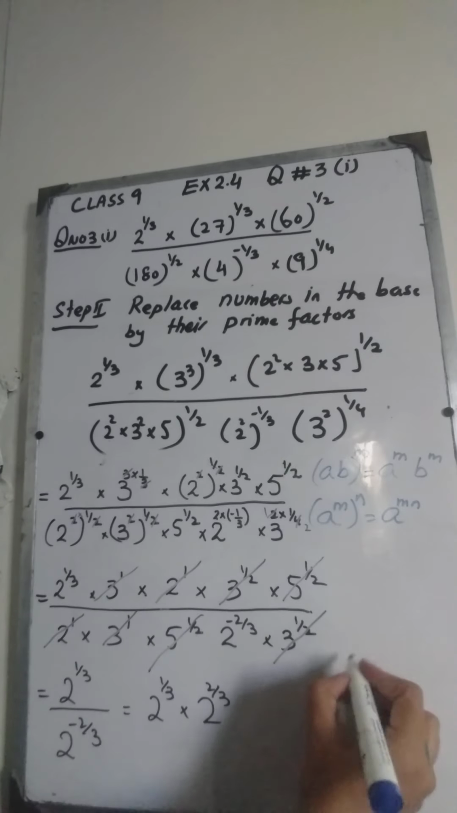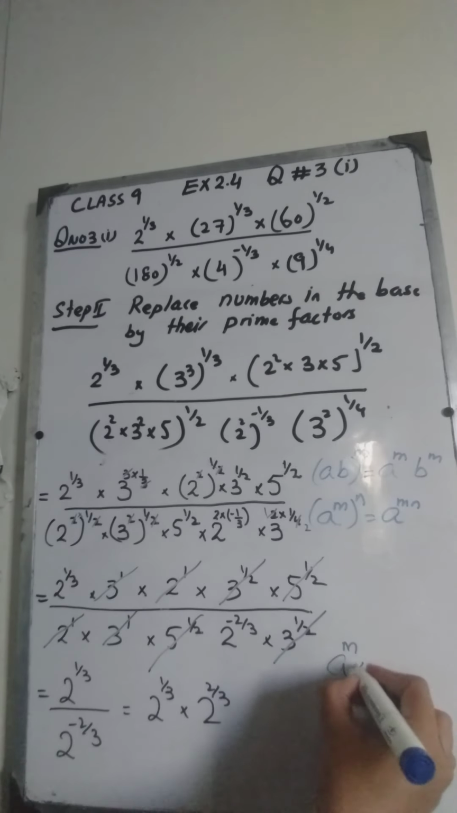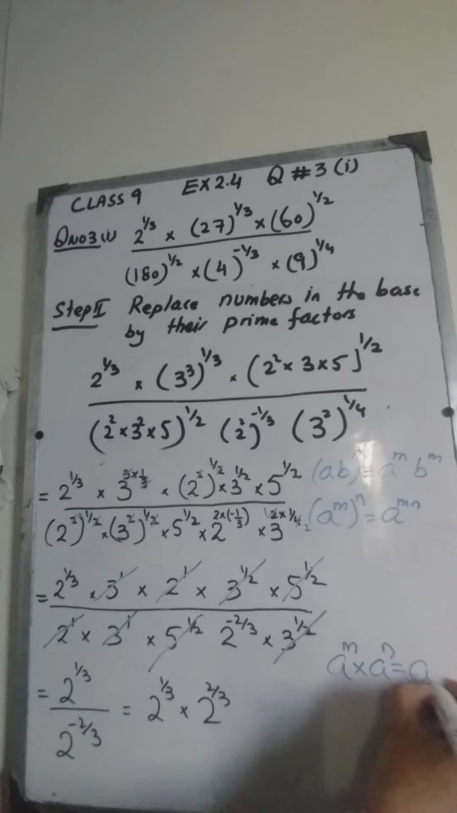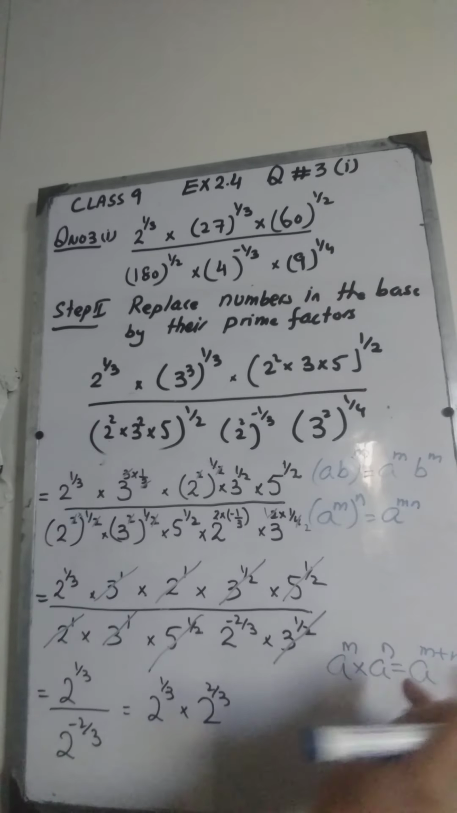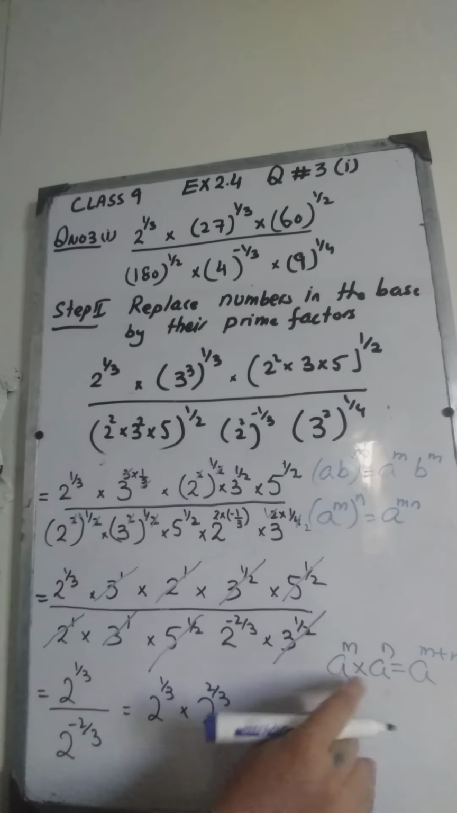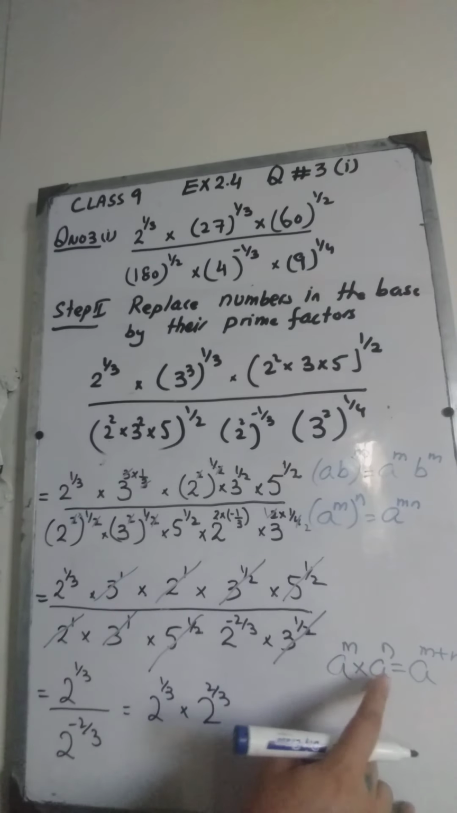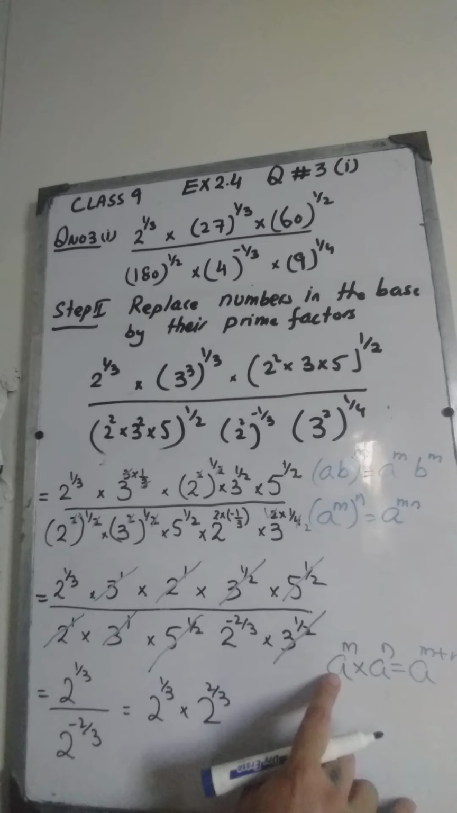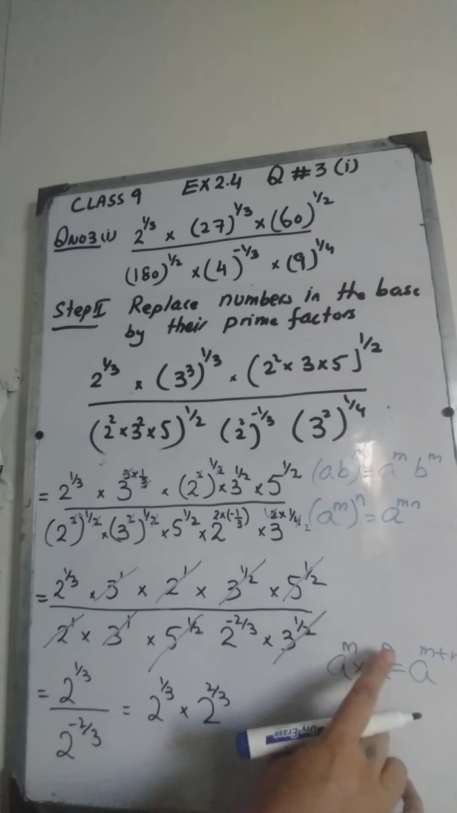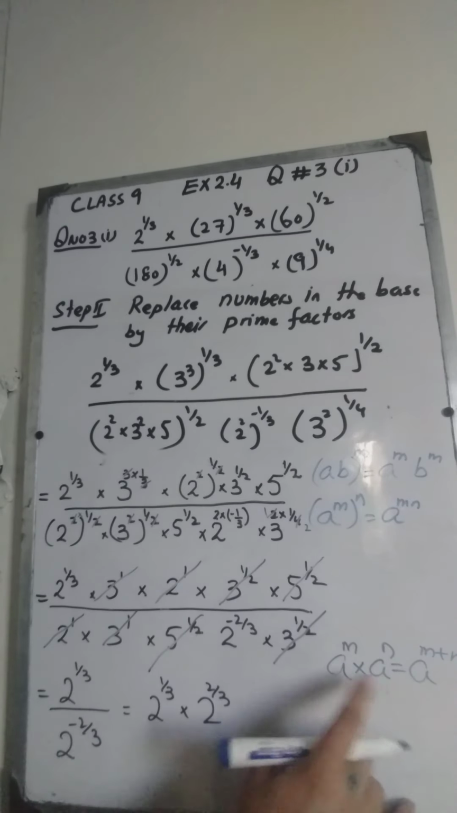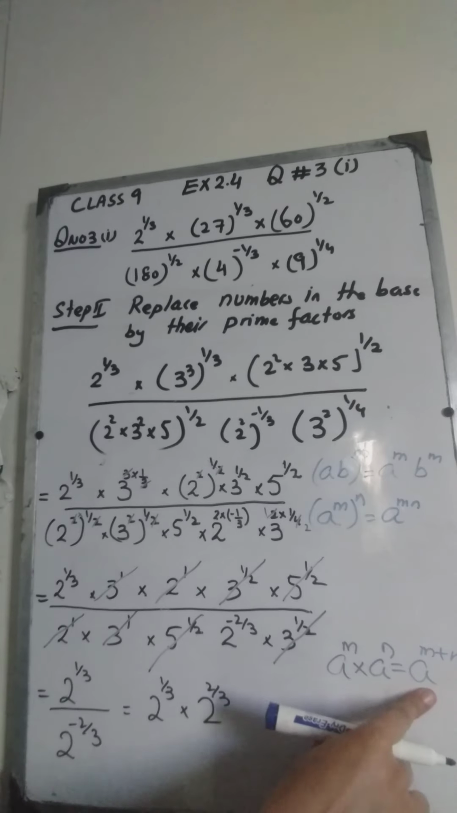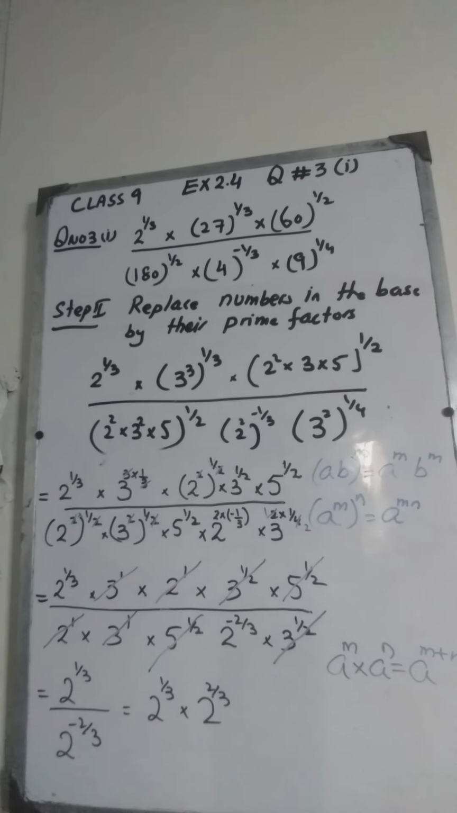Now we have studied the law that a raised to power m into a raised to power n is always equal to a raised to power m plus n. Whenever bases are same and when two same or different powers are applied on these, then we can write the base number and we can add the powers.